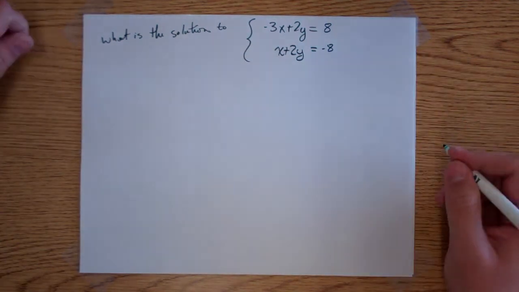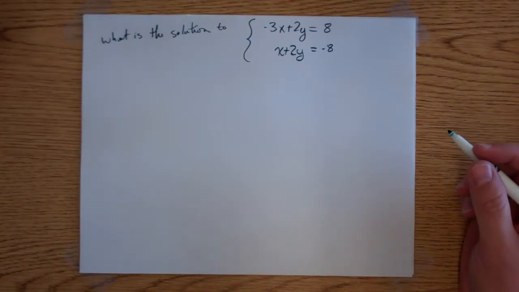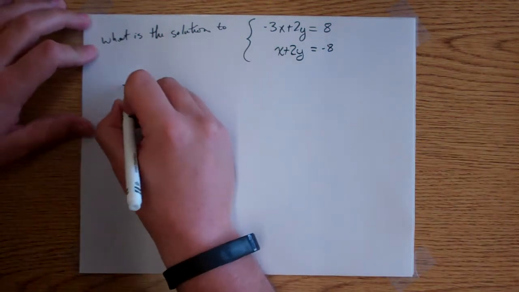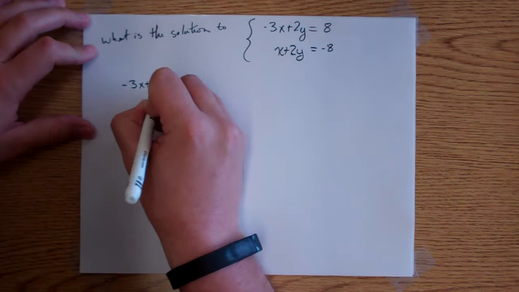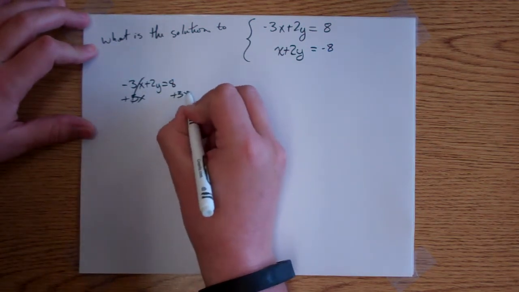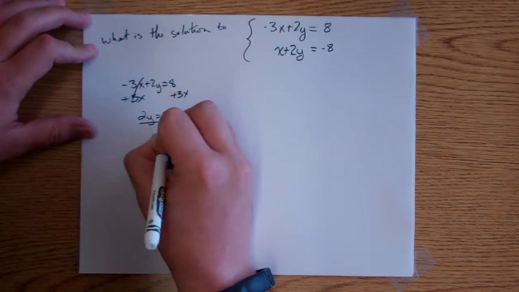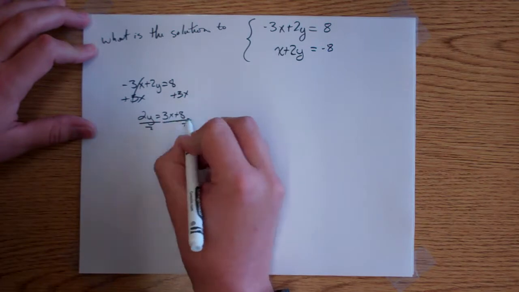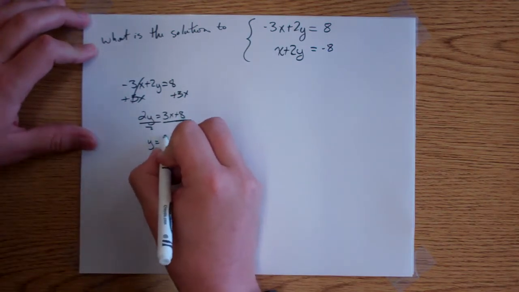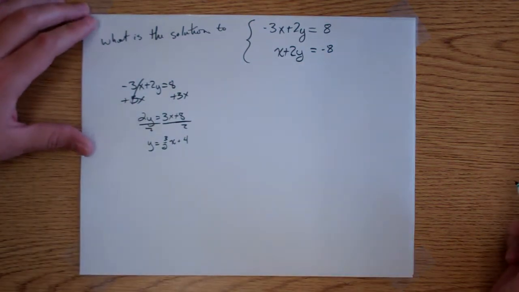All right, so the first thing we got to do is we need to get these solved for y, so that way we can plug them into the graphing calculator. So negative 3x plus 2y equals 8. Add the 3x to both sides. So 2y equals 3x plus 8. Divide the whole thing by 2, so y equals 3 halves x plus 4. Right, so there's the first one.